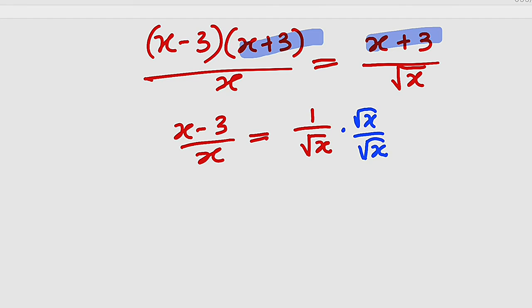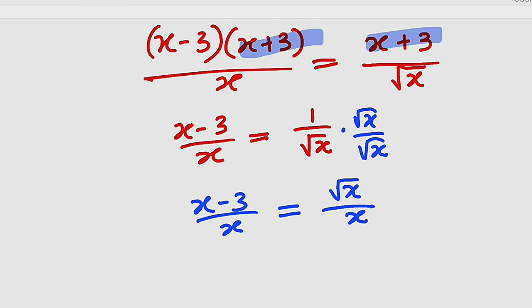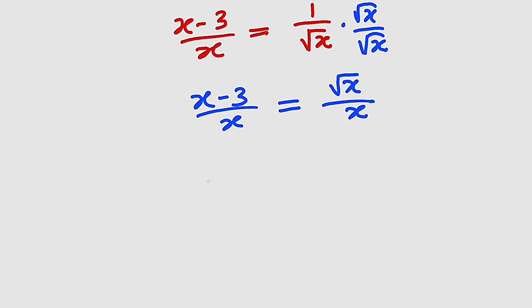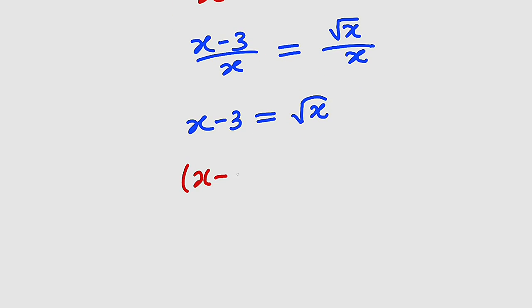So to the left hand side we still have x minus 3 divided by x, and this is equal to 1 times root x, which is root x, divided by the bottom. Root x times root x is just x, because root x squared is x. You can see that both sides have equal denominators, so we can equate the numerators. x minus 3 is therefore equal to the square root of x. Now let us square both sides. We take x minus 3, we square that, and we square the right hand side.